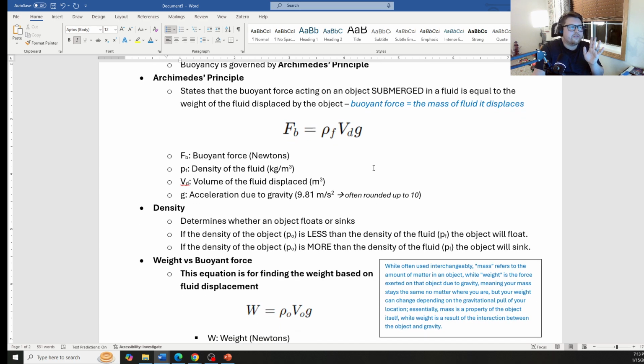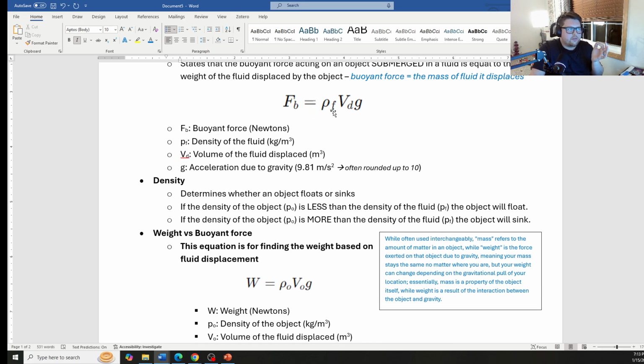Okay? We find that by using this equation. The P represents density, so the density of the fluid, multiplied by the volume of the amount of fluid displaced, multiplied by g, which is our gravity constant, 9.81, or 9.8. A lot of times it's also rounded up to 10 if we're not doing super important math. All right, so this is our equation for buoyancy, to know what the force of buoyancy is.